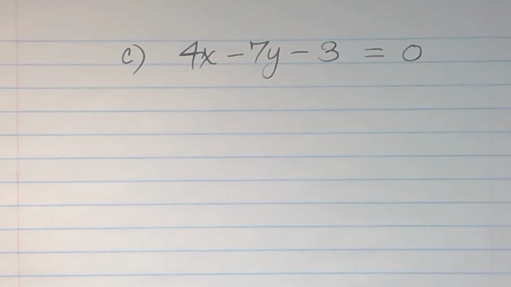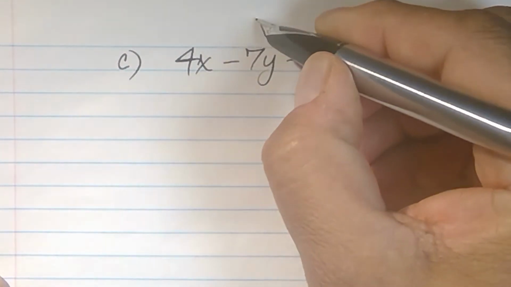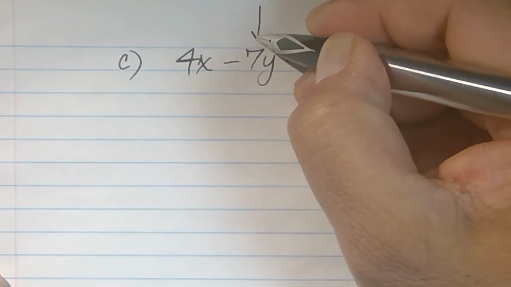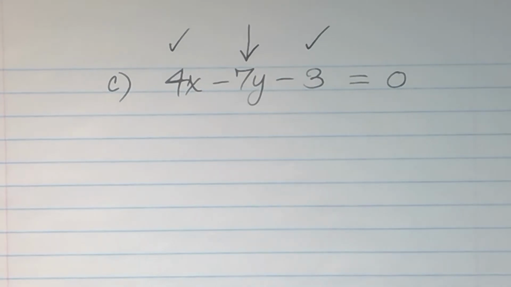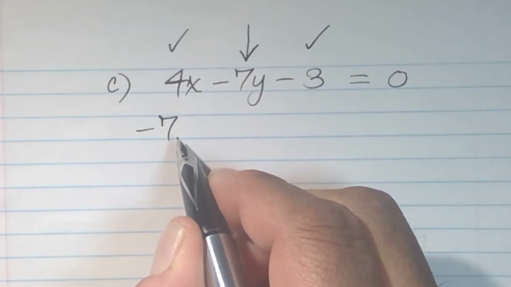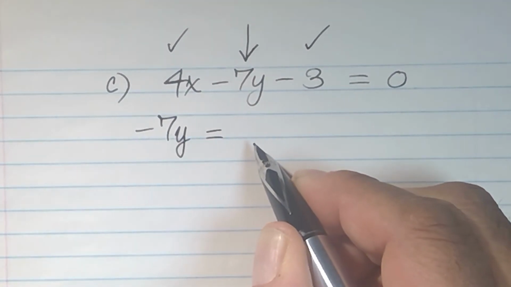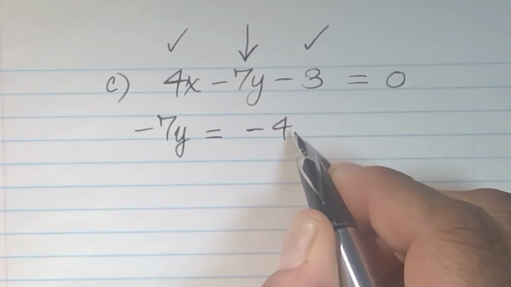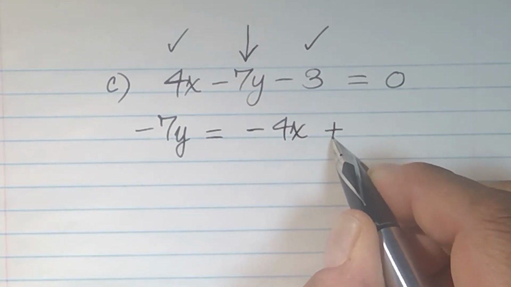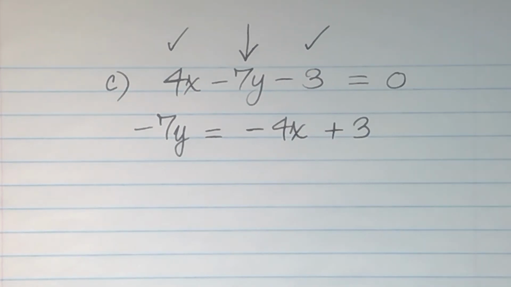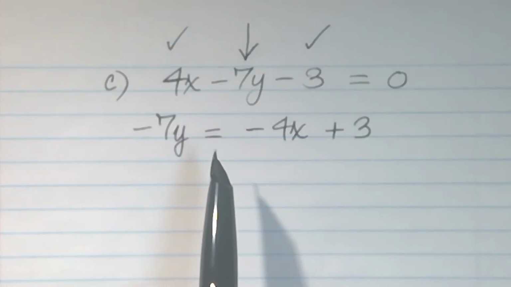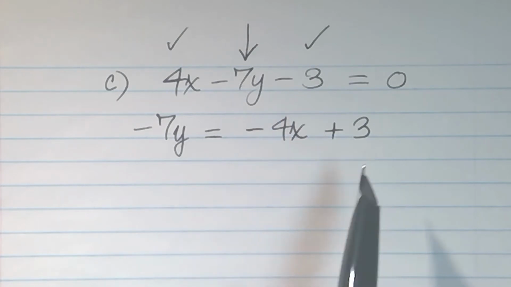So we want to change this to y equals mx plus b. So I'm going to keep the negative 7y and I'm going to move the 4x and the negative 3. So this is going to look like negative 7y equals, the positive 4x becomes negative 4x, the negative 3 becomes positive 3. So I've moved the terms and I've changed the signs. Positive 4 becomes negative 4, negative 3 becomes positive 3.